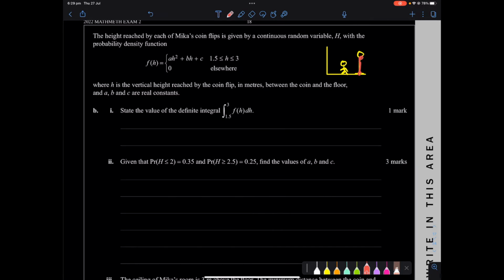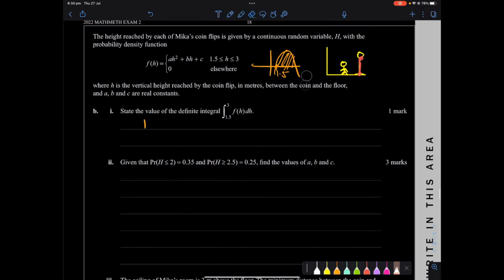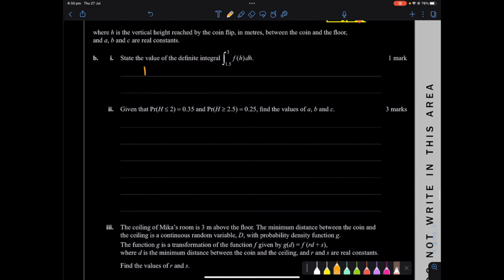So the value of the integral, this, from 1.5 to 3, is 1. That's your answer. I mean, it's just equal to 1. Are they trying to trick people here? It's like a parabola, let's say a negative parabola from 1.5 to 3. Your lowest bound is 1.5 and your upper bound is 3, and it just equals 1. Okay, let's look at the next one.